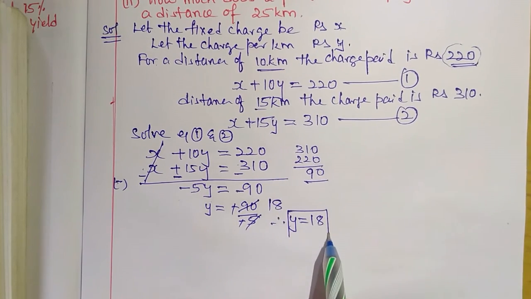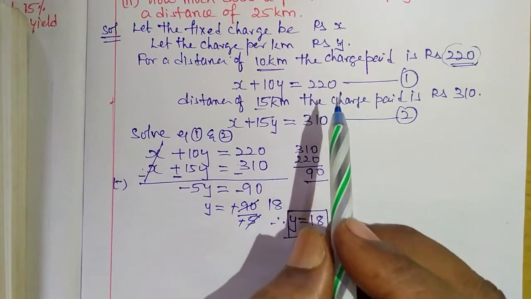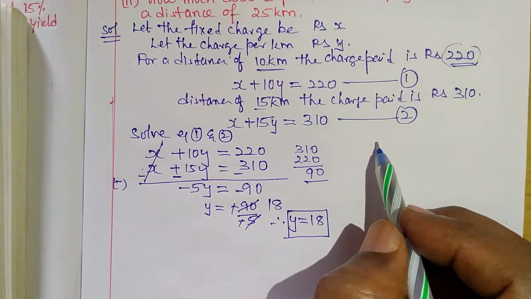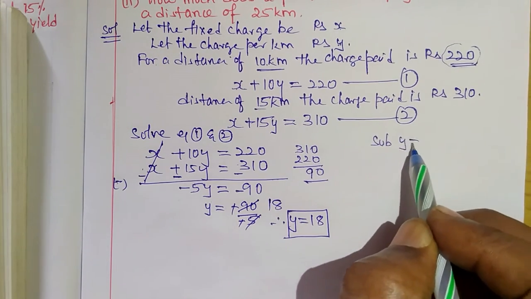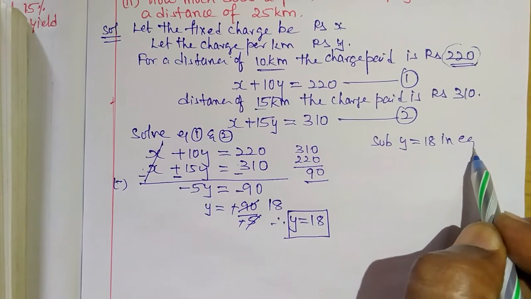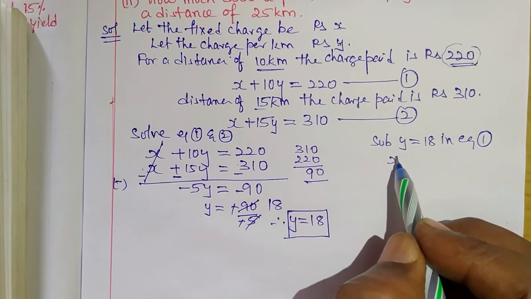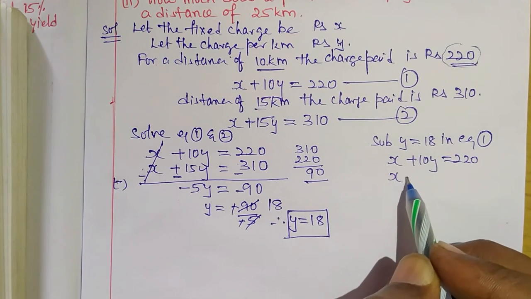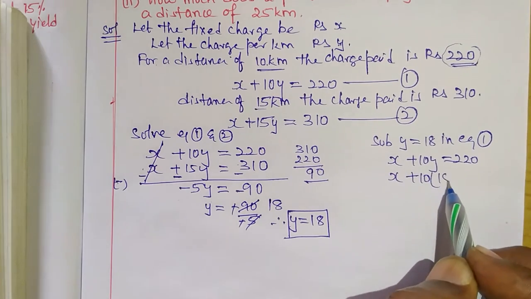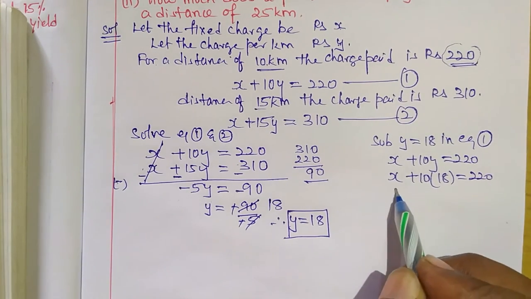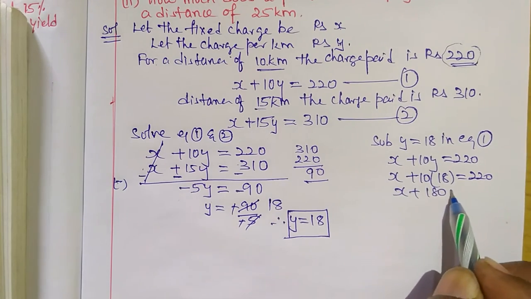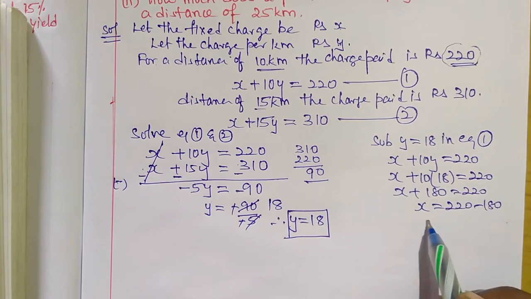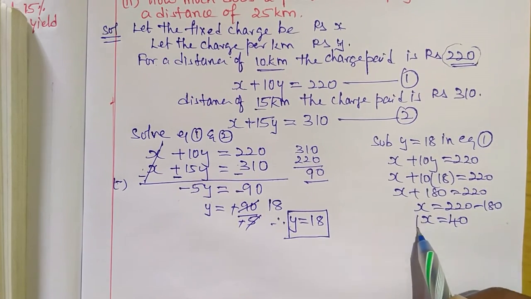What is y for us? Y is the charge per kilometer. Knowing the value of y, we will find the value of x. I will use the first equation; you can substitute in either equation. Substitute y equals 18 in equation 1: x plus 10y equals 220, so x plus 10 into 18, which is 180, equals 220. So x equals 220 minus 180, which is 40.